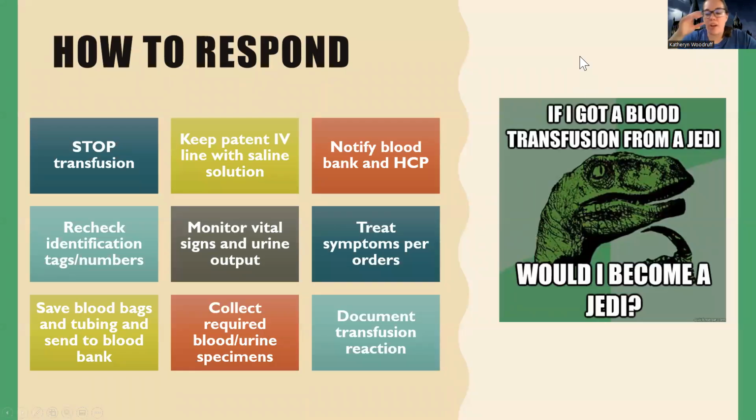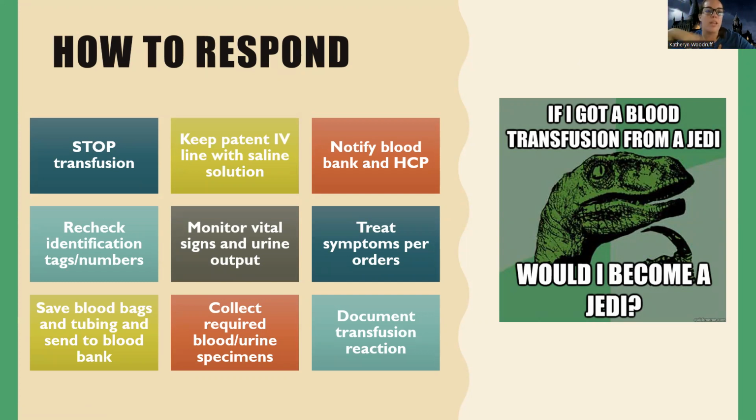So I was going to talk about how to respond in general. If you have a blood transfusion reaction, stop the transfusion. That's usually always going to be the first thing you want to do, because even if you think, oh, it's just a mild allergic one, I'll give them something, they'll be okay, I'm not going to sit here and say they're just mildly reacting. I don't know what it's going to become.